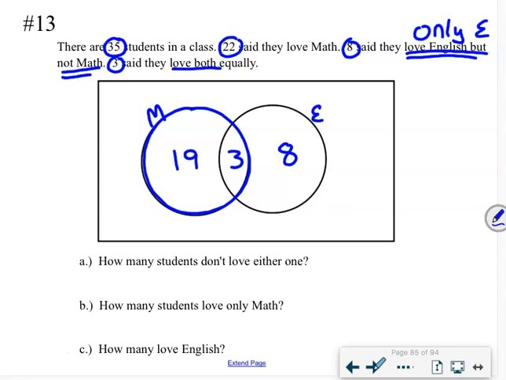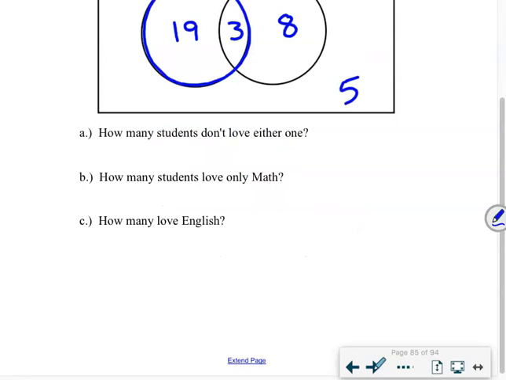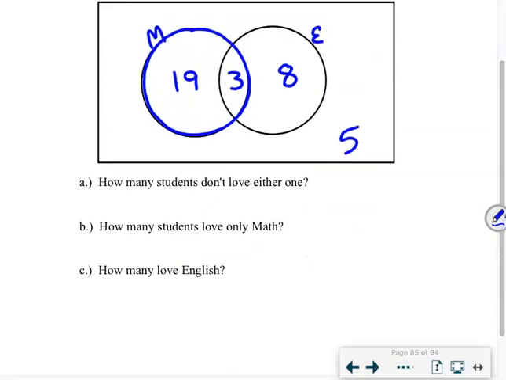All right. Okay, so then we have 22 plus 8 is 30. So there's 5 people that don't like math and they don't like English. They don't like either one. All right, so that's our first answer. How many don't love either one? That would be 5. How many students love only math? Those are the people that are in the math circle but not the overlap. That would be 19. How many love English? Is 3 plus 8, which is 11 total.